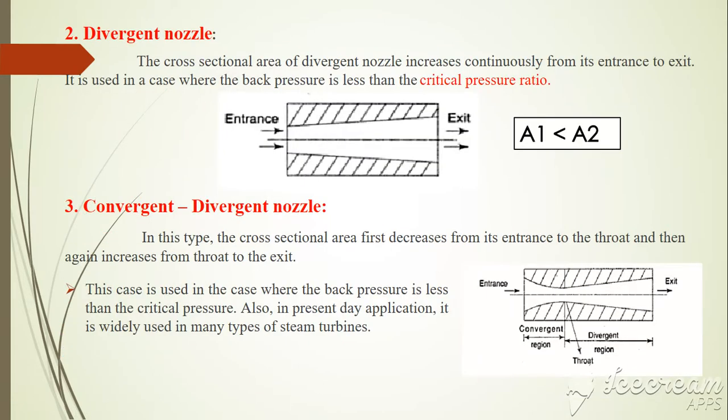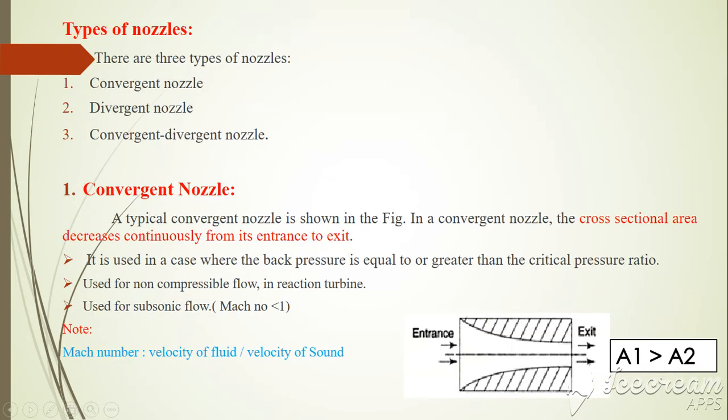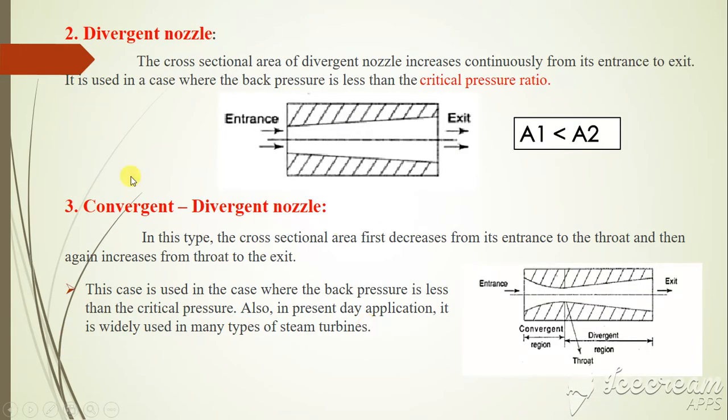What is a divergent nozzle? A divergent nozzle is completely opposite to the convergent nozzle. In this you can see the area is going to increase from the entrance to the exit. That means the entrance area is lower compared to the exit area. Here the Mach number is greater than 1, while in the convergent nozzle we have a Mach number less than or equal to 1. Then there is a third one, that is the convergent divergent nozzle.